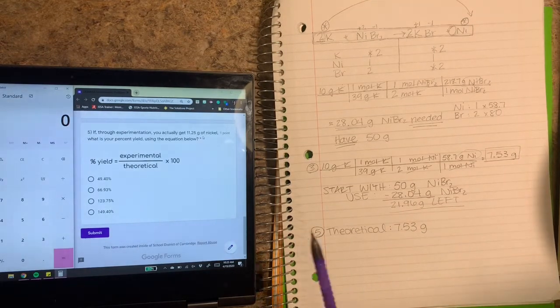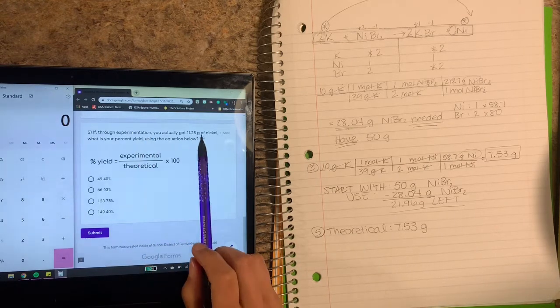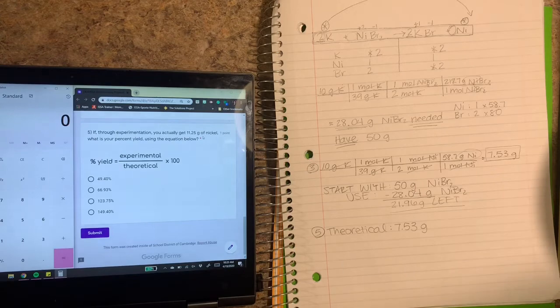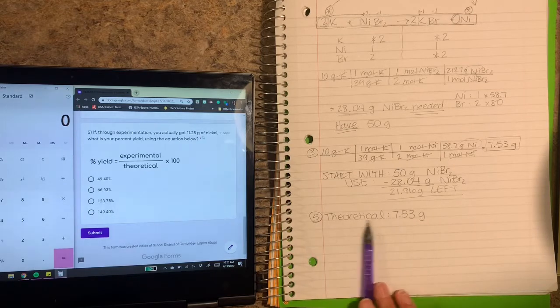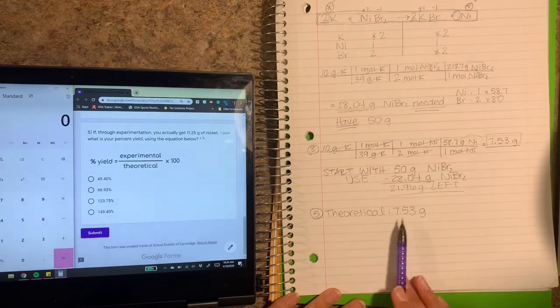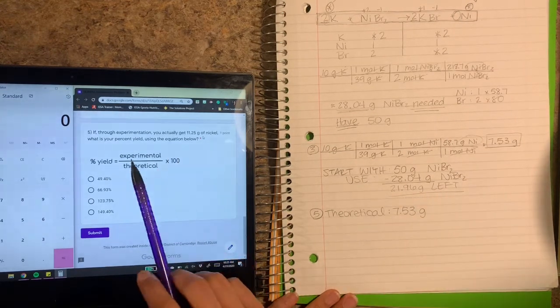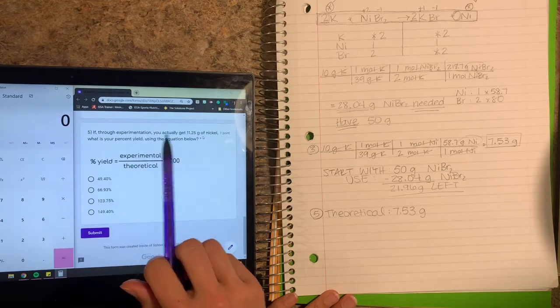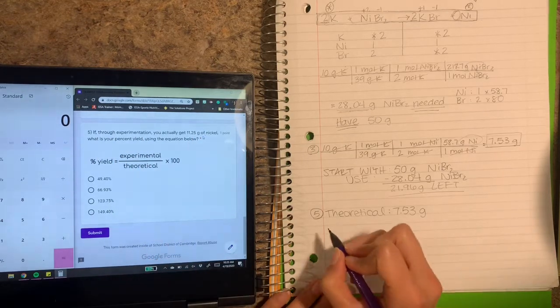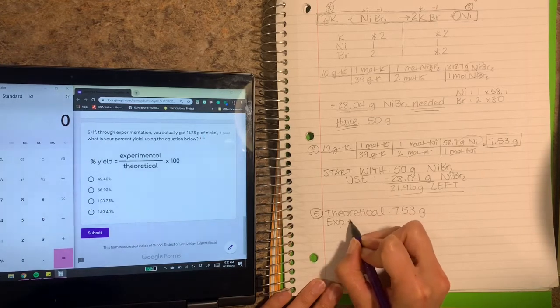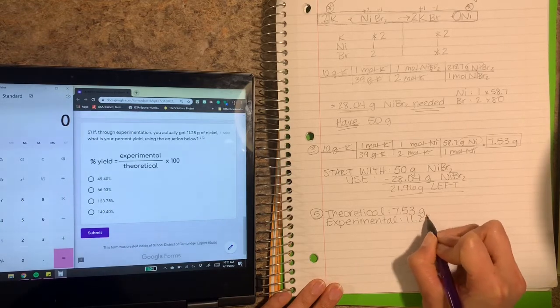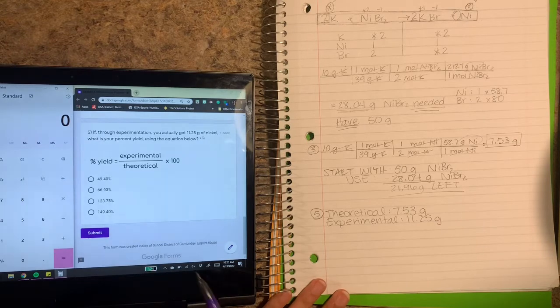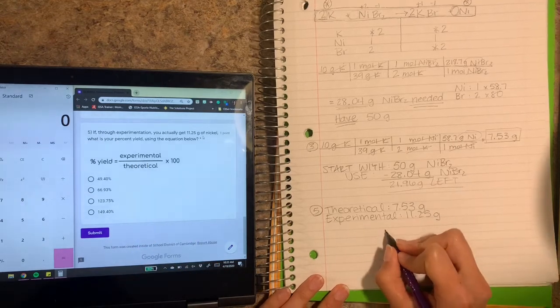And just a heads up, this will always ask you about the product you calculated in the problem where I ask you to do reaction stoich. So you most likely won't have to do any reaction stoich for the 5th question, just so you are aware of that. So that's our theoretical, what we calculated. In the problem, it's telling us that through experimentation, we got 11.25 grams. So our experimental value is 11.25 grams.